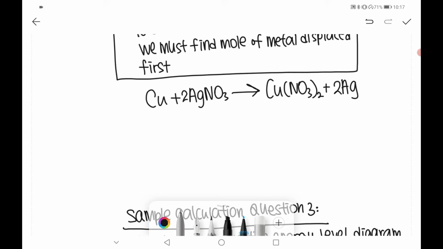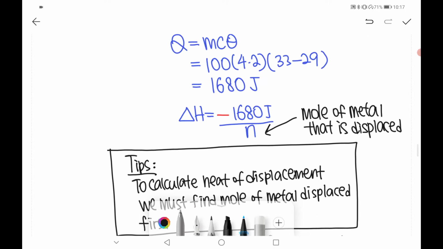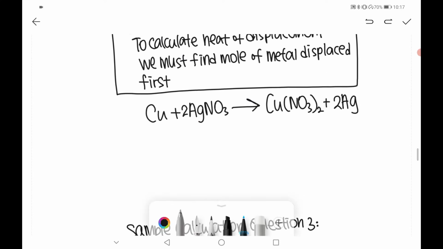Why do we want to write this equation? Because we want to find the mole of the metal that is displaced. Which metal do we kick out, everyone? This one, right? Silver is the metal that we kick out. So we need to find how many mole of silver we kick out.